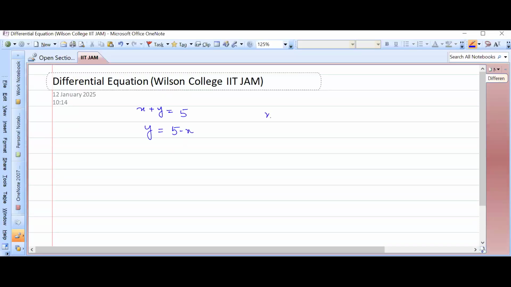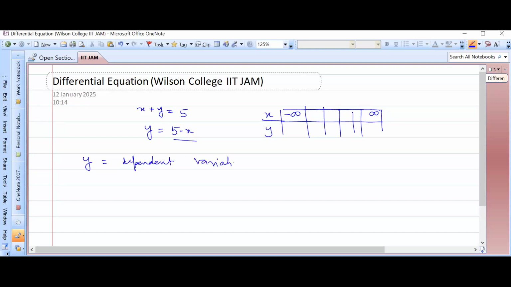One can see if you make a table of x and y, you can consider any value of x from minus infinity to plus infinity. Agreed? And we get the corresponding value of y. So the value of y depends upon the value of x. Means x is independent. We can independently choose the value of x and derive the value of y. So basically here y is known as the dependent variable and x is the independent variable. Agreed?